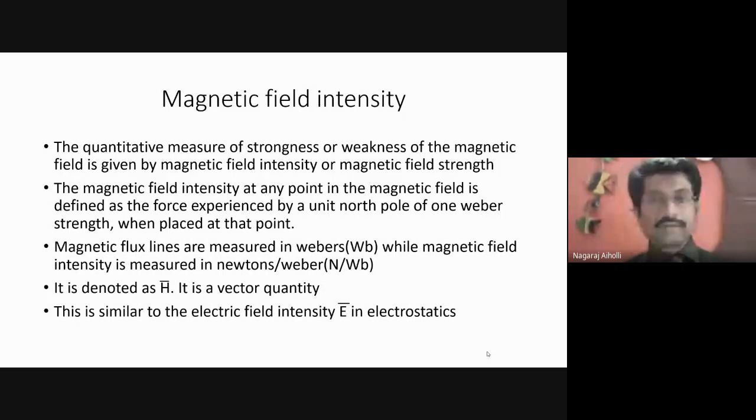With this introduction, let us move on to the study of magnetic field. First, we'll be studying the magnetic field intensity. The magnetic field intensity, as the name itself indicates, is the strength of the magnetic field. The strength or the weakness of the magnetic field is called the magnetic field intensity. That is the quantity of how strong or how weak the magnetic field is.